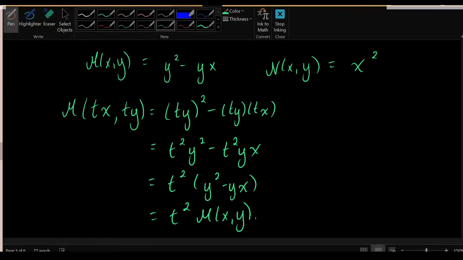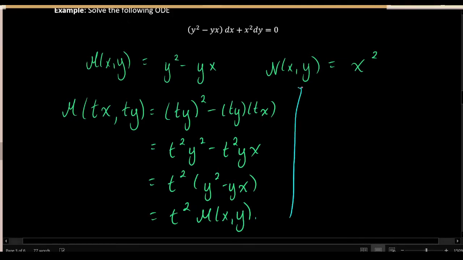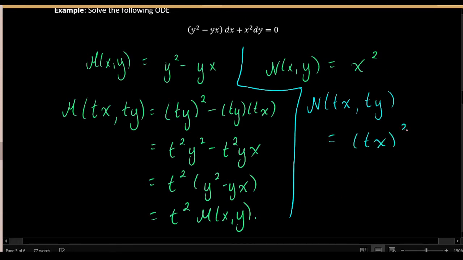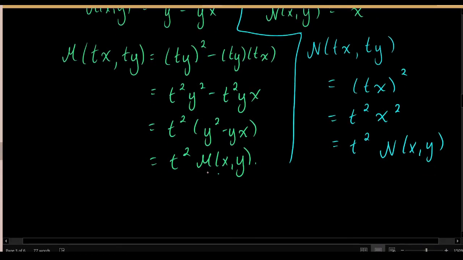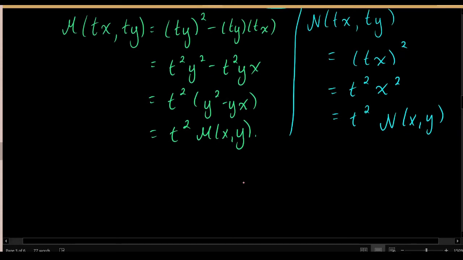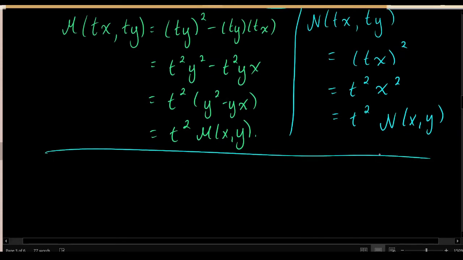Meanwhile, if I did the exact same thing to N(x,y), if I go in and I scale both x and y by some quantity called t, then that x squared gets transformed into a (tx) quantity squared, which is t squared times x squared, which is t squared times the formula that I had at the start. So in both cases, I got t squared multiplied by the original function, which means that the differential equation in this example is homogeneous of degree 2.